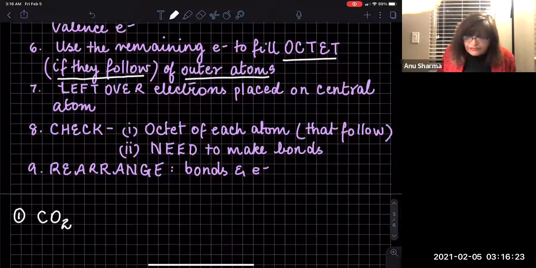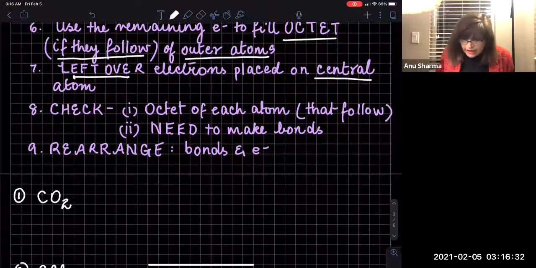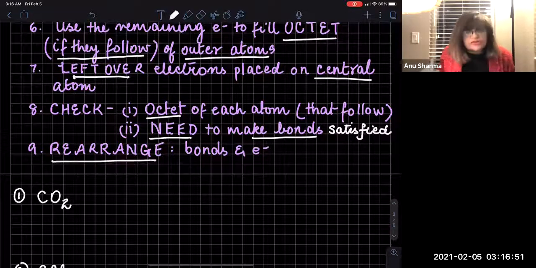Next is the leftover electrons. What do you do with them? The leftover electrons go on the central atom, any leftover. Now you're going to check for the octet. Is the octet of every atom, if they follow it, met or not? Next is the need to make the bonds. Is that need satisfied or not? And if it is not satisfied, then you need to rearrange.